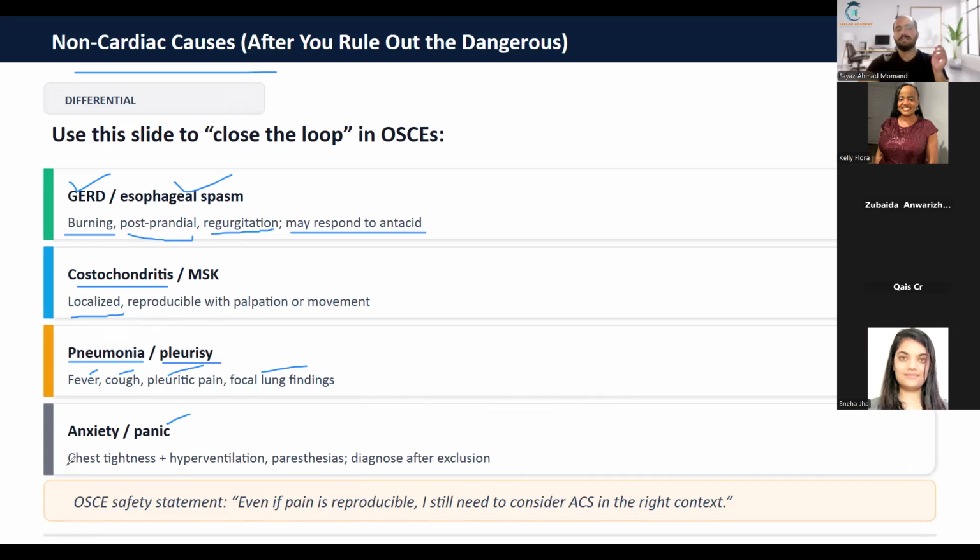With anxiety or panic attack, chest pain feels more like tightness, and the patient usually hyperventilates. They can have paraesthesias like numbness. And this is a diagnosis of exclusion. So if you say the patient has chest pain, it is likely a panic attack, without doing ECG, troponins, or investigations, you are endangering your patient. Now for OSCEs, remember, even if pain is reproducible with chest palpation, we still consider ACS. We do not say, oh, pain was reproduced by chest palpation, the patient doesn't have acute coronary syndrome, they have costochondritis.